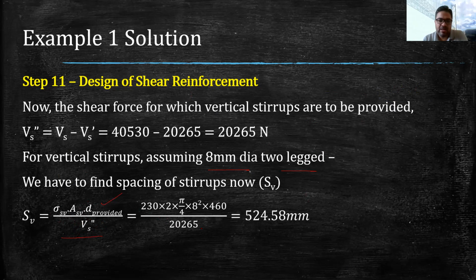Putting all the values here, we can find SV as 524.58 mm. This is the design calculation, the design value. Now we will also find out the spacing from the minimum shear reinforcement criteria.